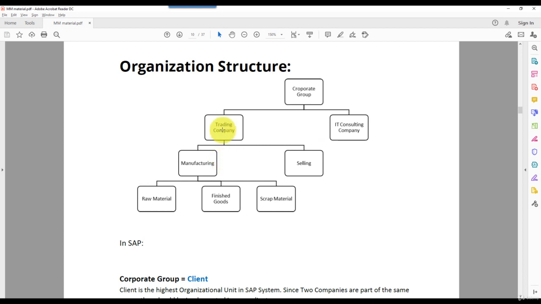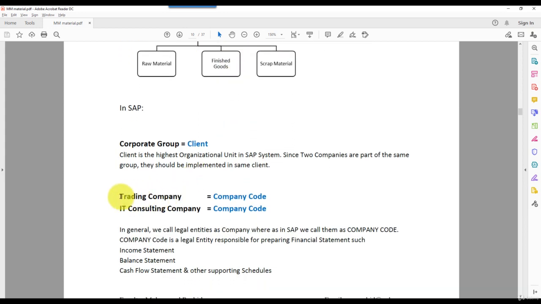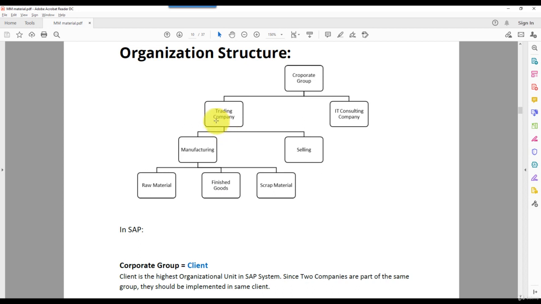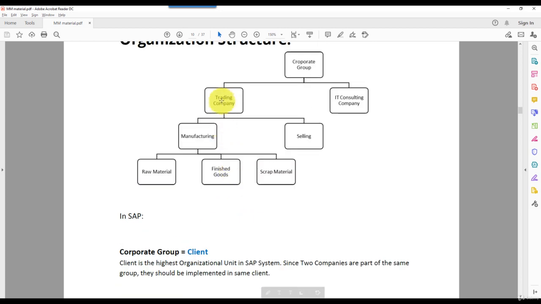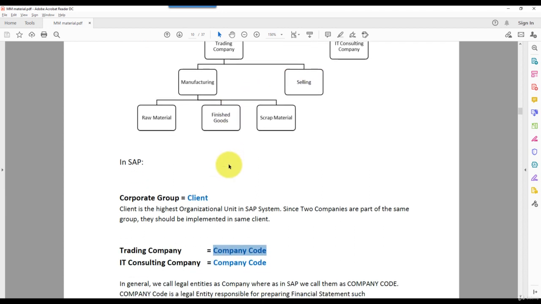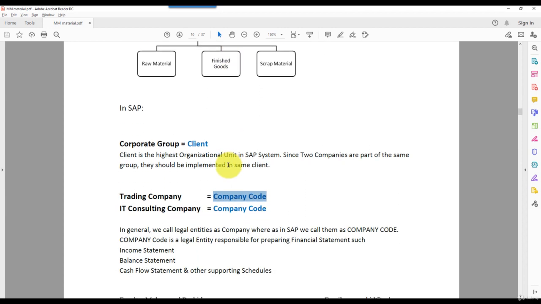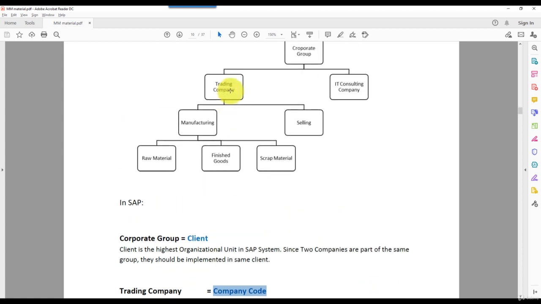But coming to SAP terminology, this trading company and IT consulting company are called company codes. Here I mentioned trading company equals one company code and IT consulting company equals one company code. Please don't get confused. In general, this is a company. Coming to SAP terminology, this is going to be a company code. This company code and this company code are responsible for preparing independent financial statements legally. So we need to map this trading and IT to company code.